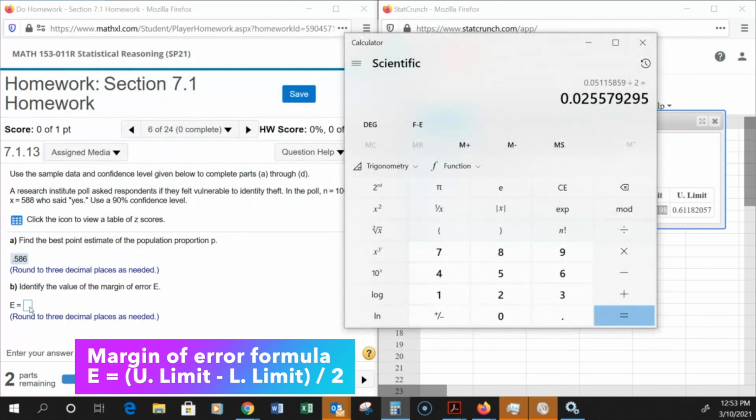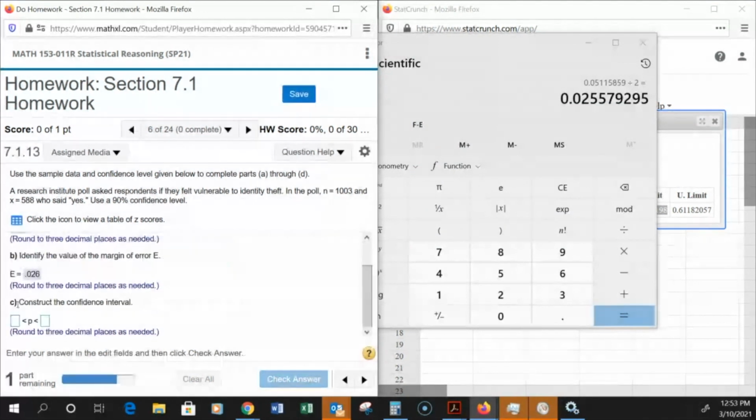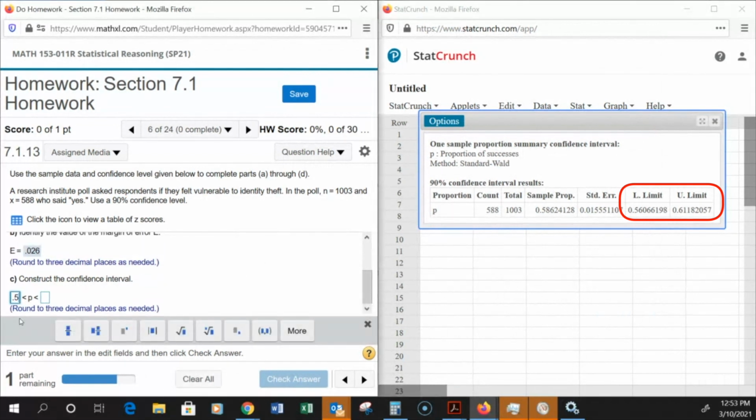0.025, round it to 0.026. Fantastic. What's the confidence interval? Well, I'm thinking it goes from 0.561 to 0.612. I'm rounding to what they say.